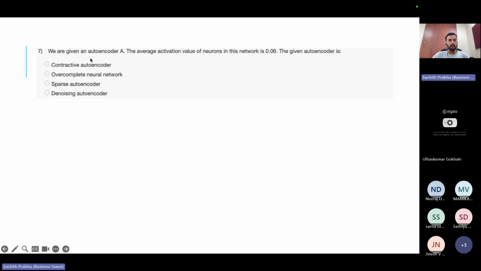So we are given an autoencoder A. The average activation value of neuron in this network is 0.06. The given autoencoder is: contractive autoencoder, overcomplete neural network, sparse autoencoder, denoising autoencoder.